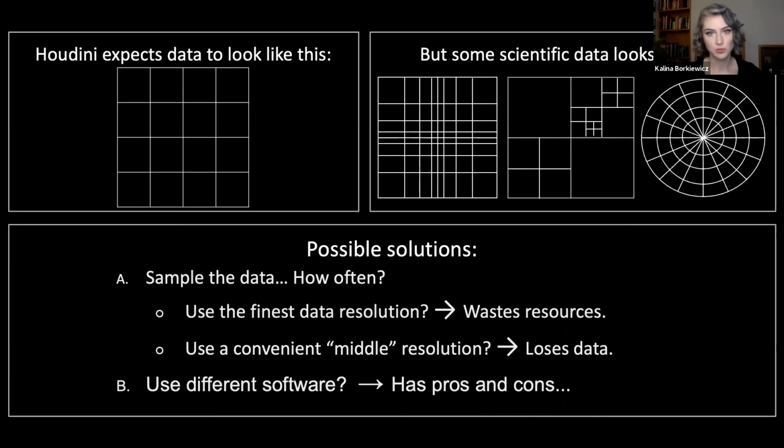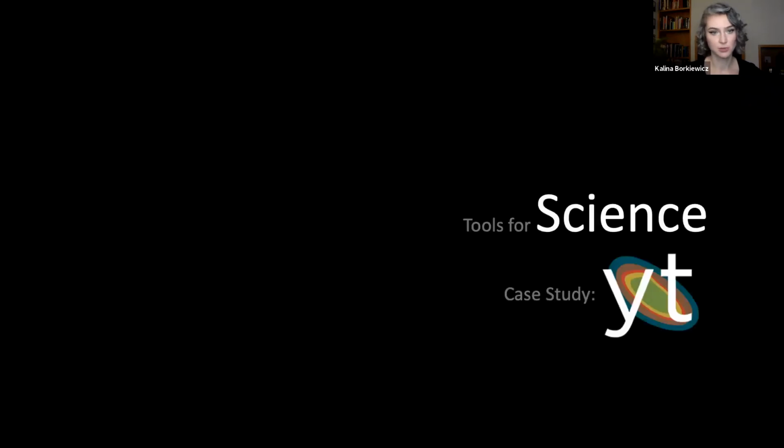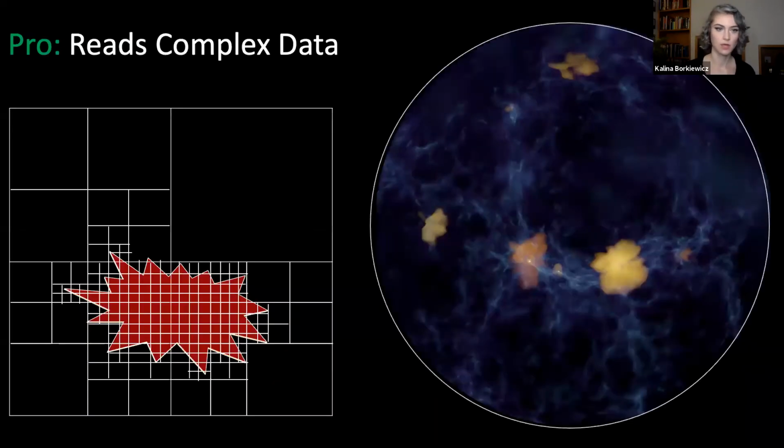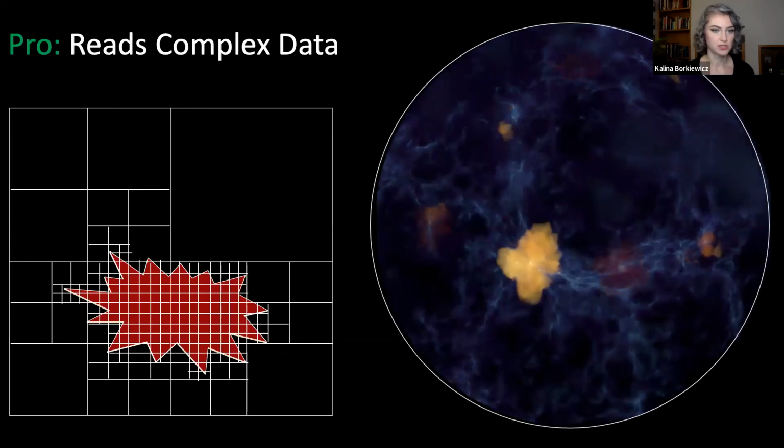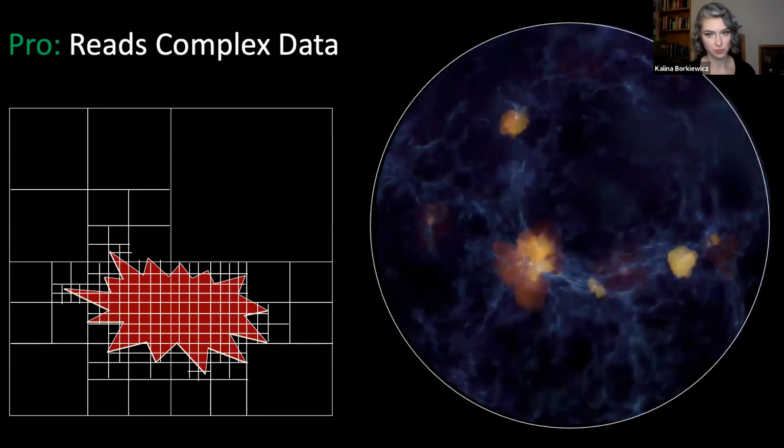We're not tied to Houdini. I mentioned there's this other category of tools. So let's see what working in a scientific tool is like. To just talk about one example, there are many scientific tools. YT is one that we've been using recently, and it is a scientific analysis and visualization Python package. We used it to create this visualization for the documentary Solar Superstorms.